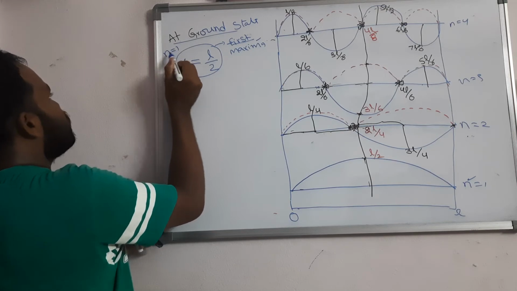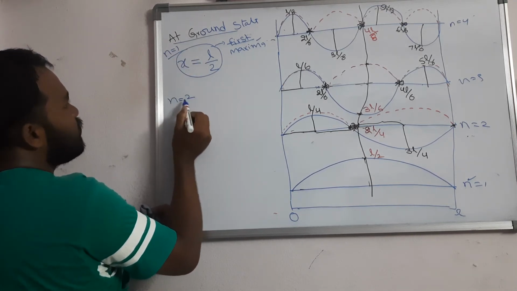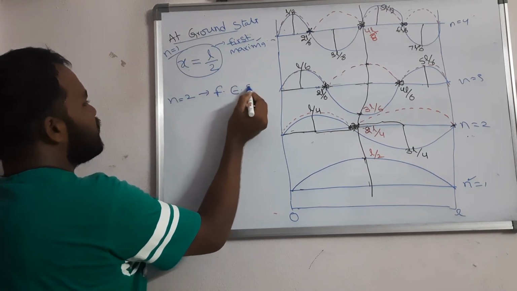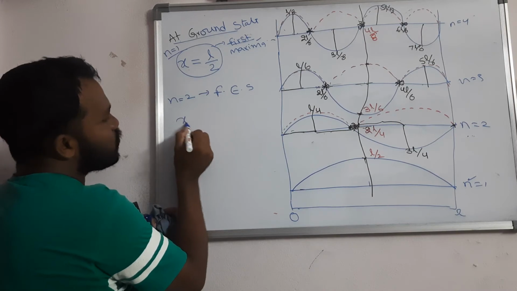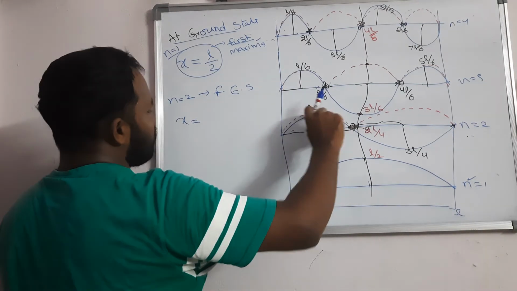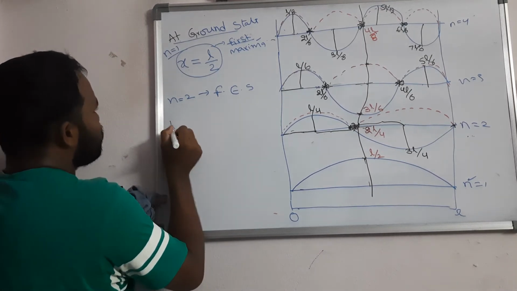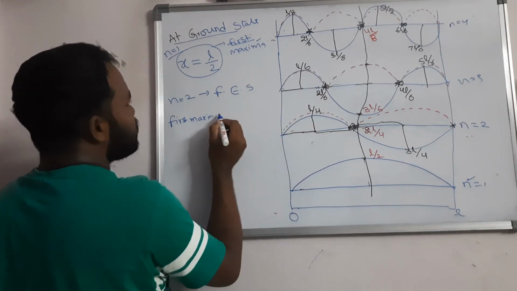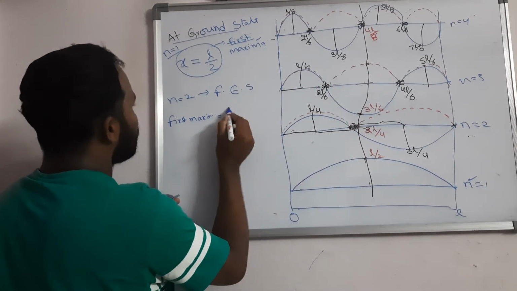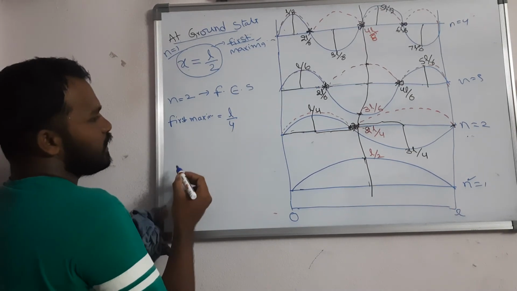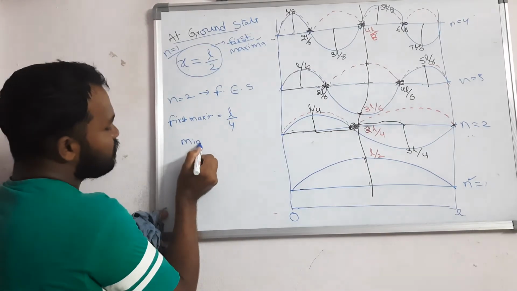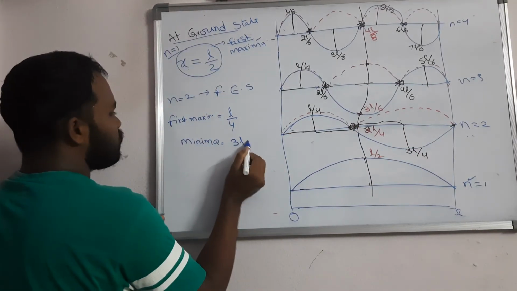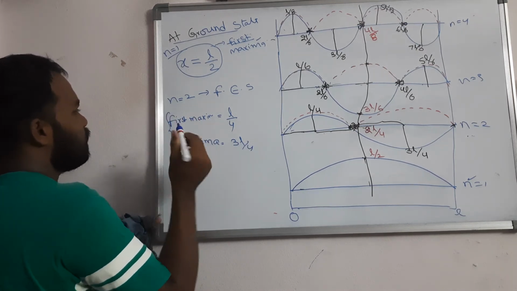So for n equal to 1 you should write that. Next, n equal to 1 means ground state, and n equal to 2 means first excited state. For the first excited state, x value should be the first maxima. What is the first maxima? Sorry, n equal to 2 means L by 4 you got. Next, the minima is 3L by 4, but the minima is not required here. Just know the maxima.